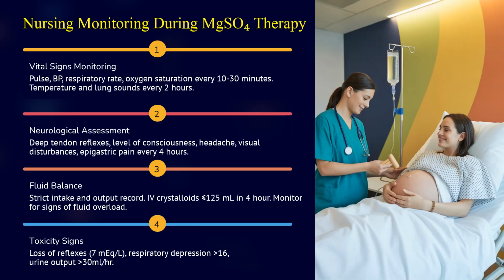So as a nurse, what all monitoring do you have to do when a client is on magnesium sulfate therapy? First is checking the vital signs, especially pulse, BP, respiratory rate, and oxygen saturation, which should be monitored every 10 to 30 minutes. Lung sounds and temperature every 2 hours. You also have to do a neurological assessment. First is the deep tendon reflexes, which I discussed in a previous slide.